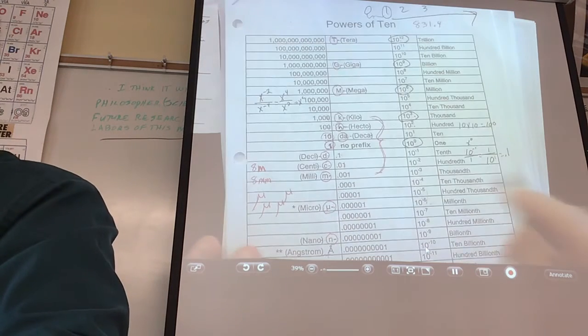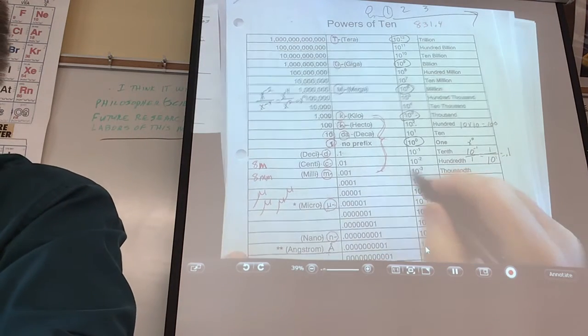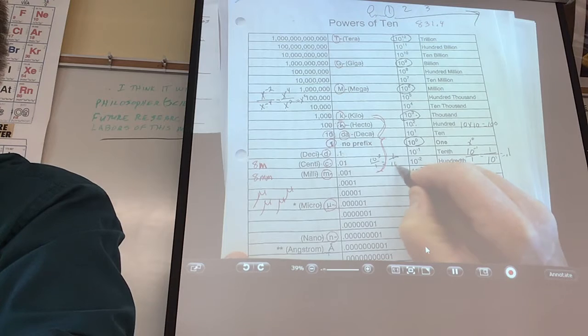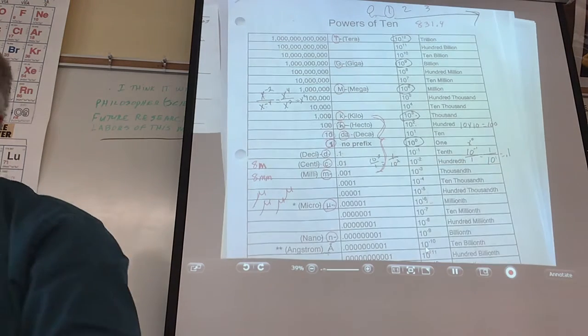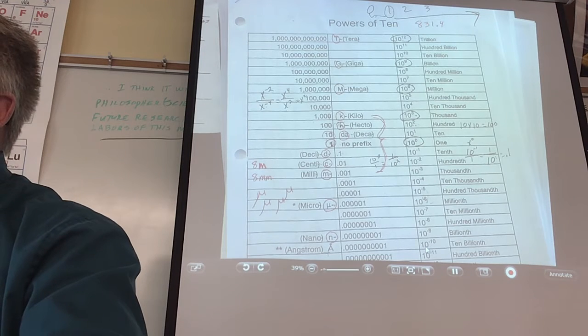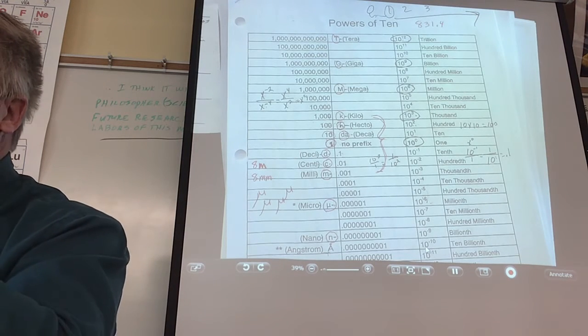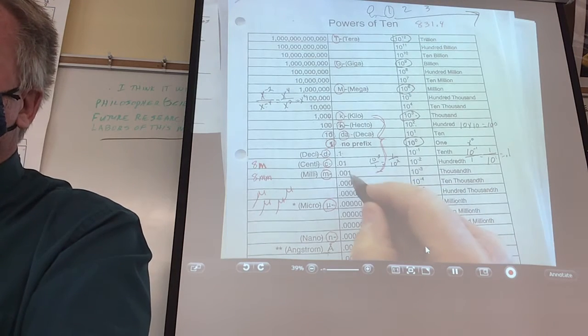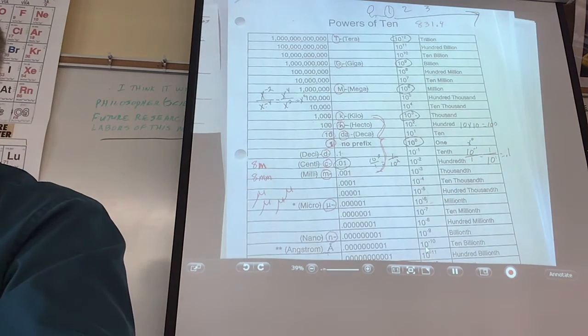Oh, let's go down here. What then does 10 to the minus 2 mean? 10 to the minus 2 is the same as 1 over what? 10 to the second. What is 1 over 10 to the second? A hundredth. That's right. 10 to the minus 2 is a hundredth. That's not a negative number, is it? Are you okay on that?